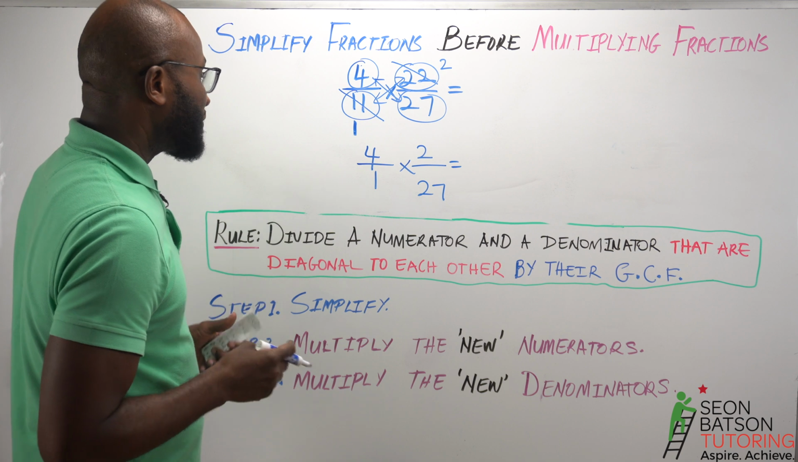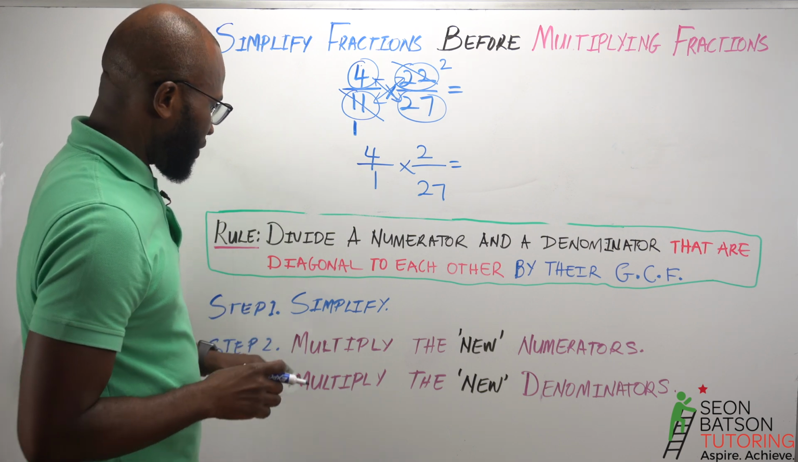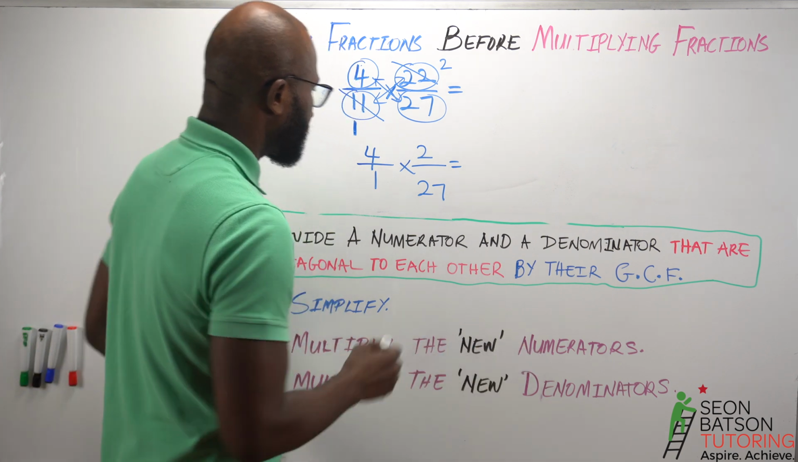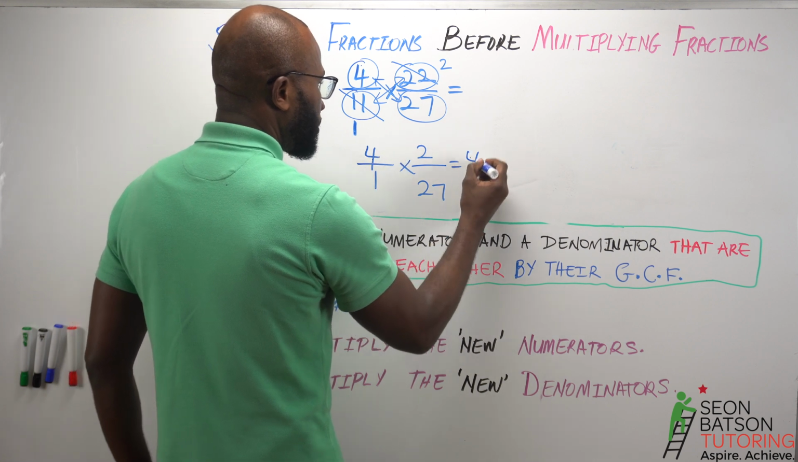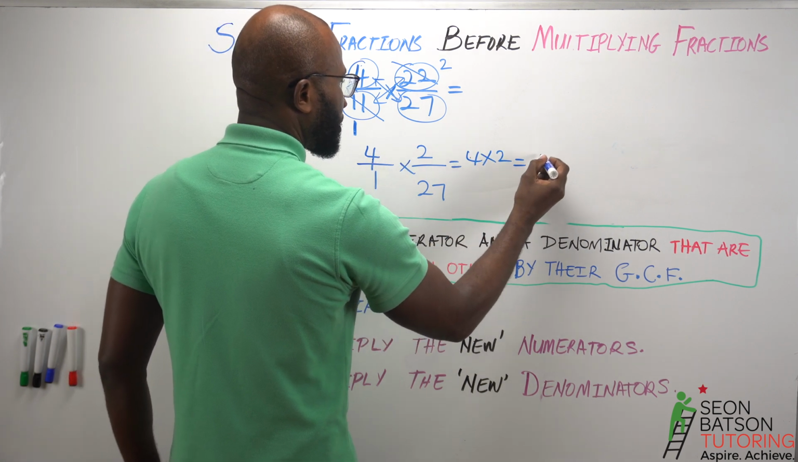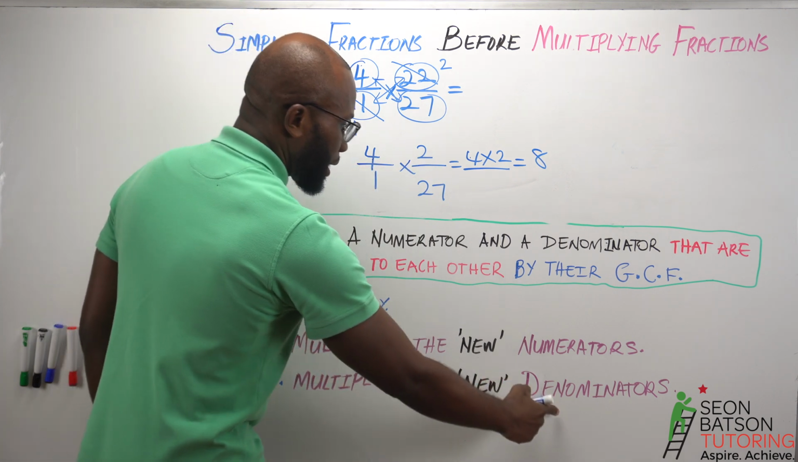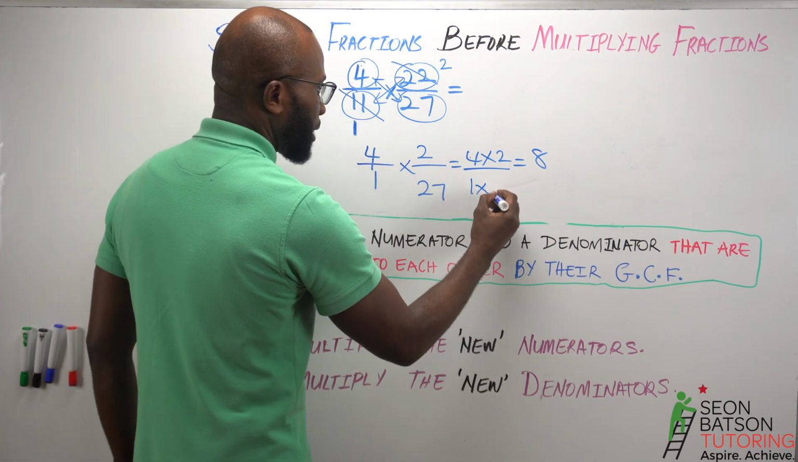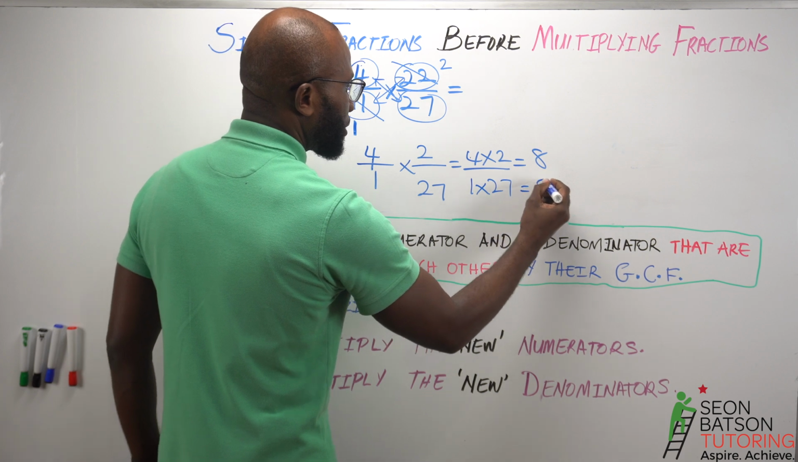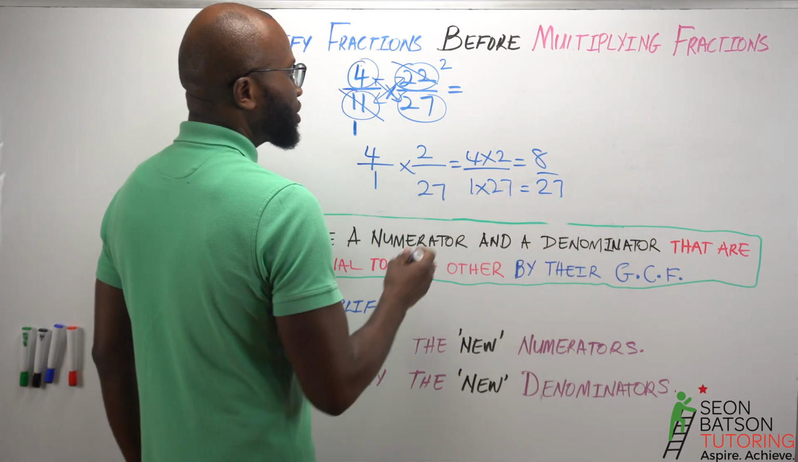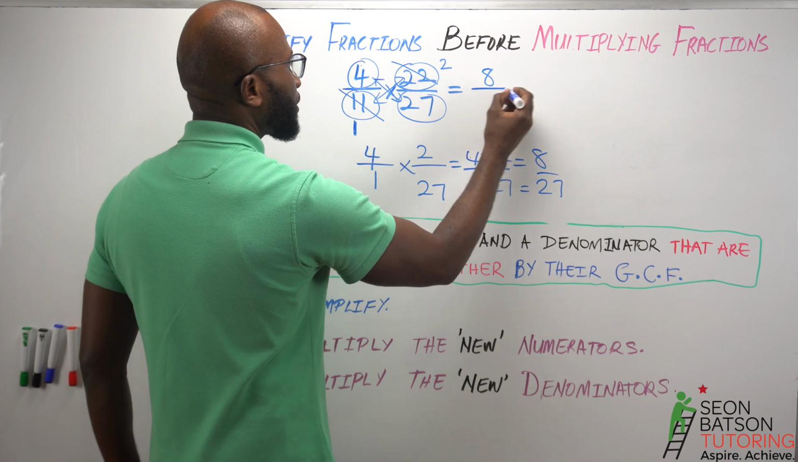Yes? After simplifying, we will first multiply the new numerators. So 4 times 2 will give us 8. And then we will multiply the new denominators. 1 times 27 will give us 27. So our final answer is 8 over 27.